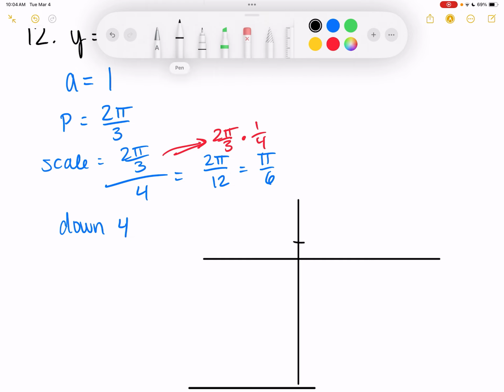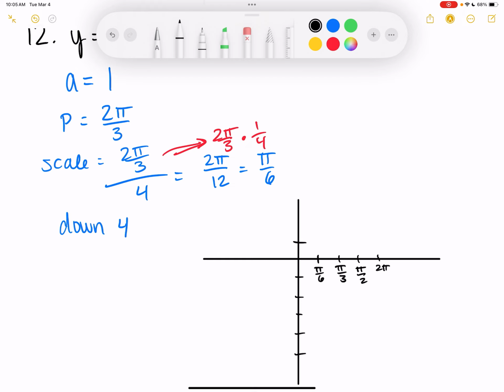Do you still want us to do the initial? Yes, I'm just setting up my graph. I can't graph it until I have scaling markers on there. Now, increments of pi over 6. So this is 1 pi over 6, 2 pi over 6, which is pi over 3. 3 pi over 6 is pi over 2. 4 pi over 6 is 2 pi over 3.